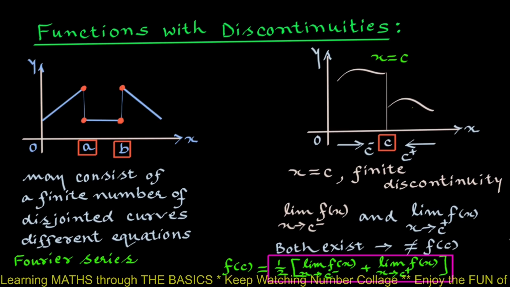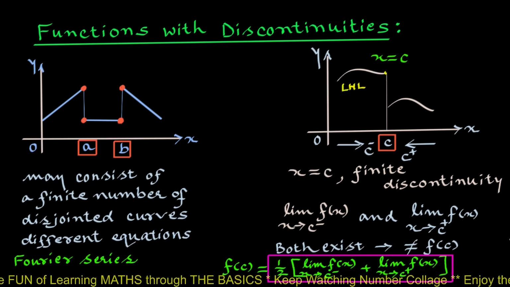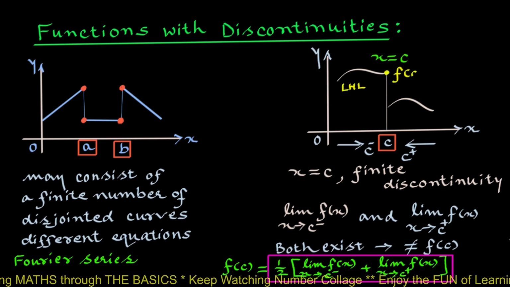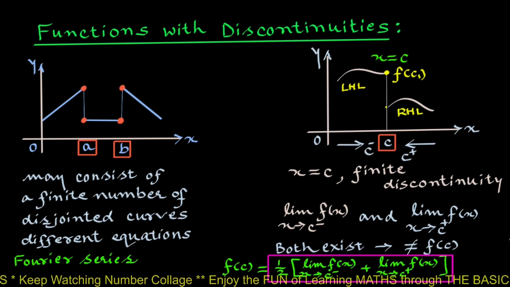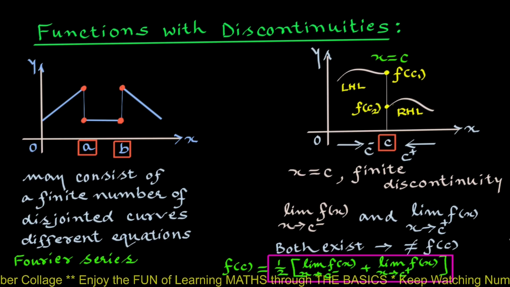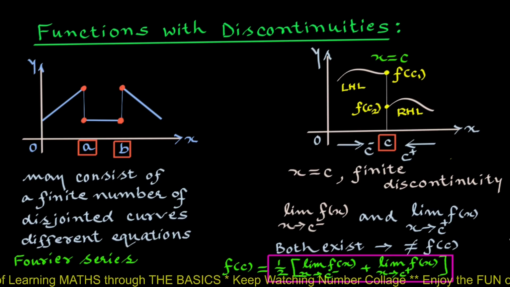The discontinuity can be understood. For the left hand limit, value of the function is f(c1) here, and for right hand limit, the value of the function f(c2) is here. Since they are not equal, the function is discontinuous.